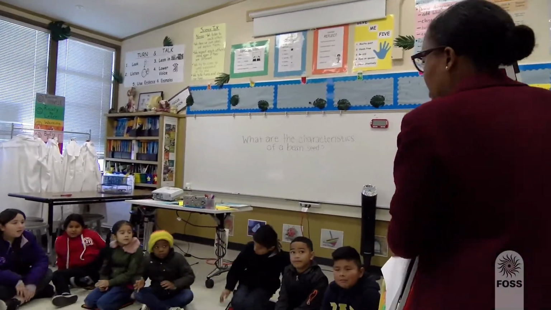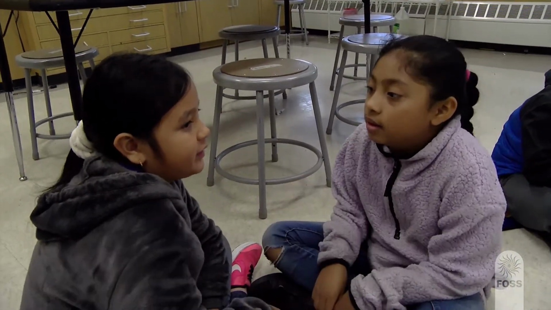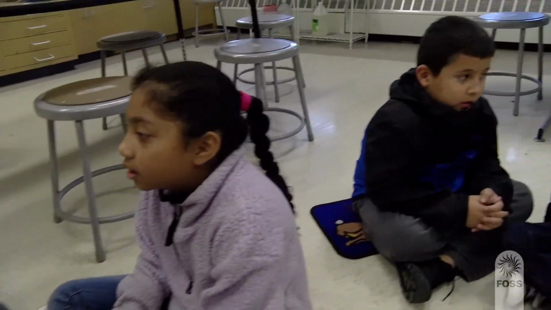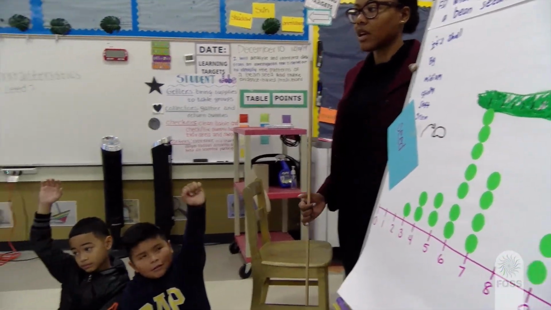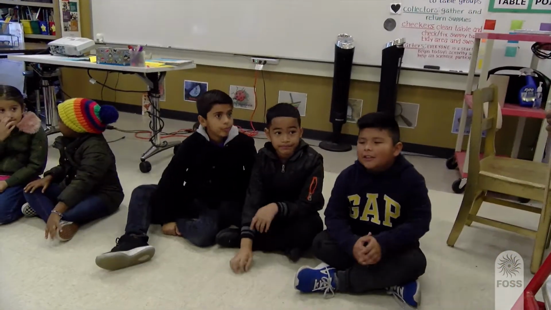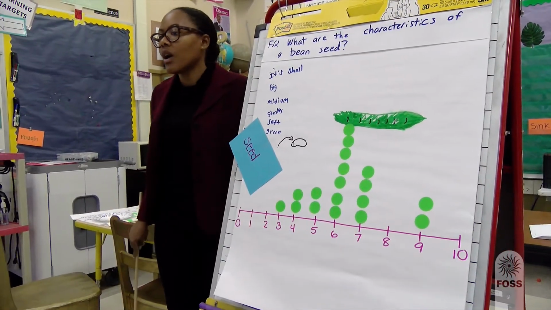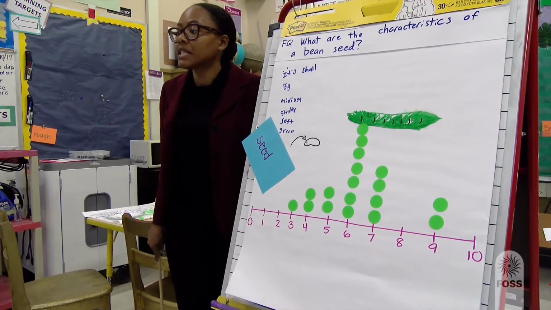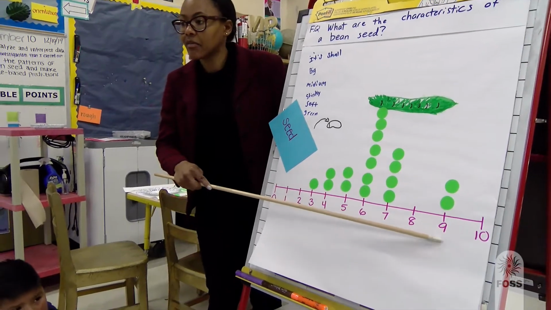What patterns do you notice about this graph? Talk with your partner. What was the least number of seeds in a bean pod? Talk with your partner. 3. All right, what was it, class? 3. The question is, what was the highest number of seeds found in a bean pod? 9. This was the highest number of seeds found in a bean pod.